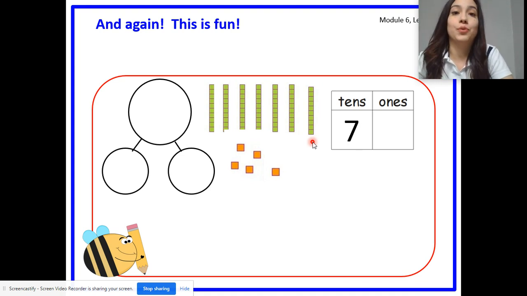Now, let's count the ones. Are you ready? Let's say 10 way. So we have 7 tens, and we're going to count. 7 tens 1, 7 tens 2, 7 tens 3, 7 tens 4, 7 tens 5. How many ones do we have, boys and girls? Get ready? Yes, 5 ones. So go ahead and write it in your place value chart.